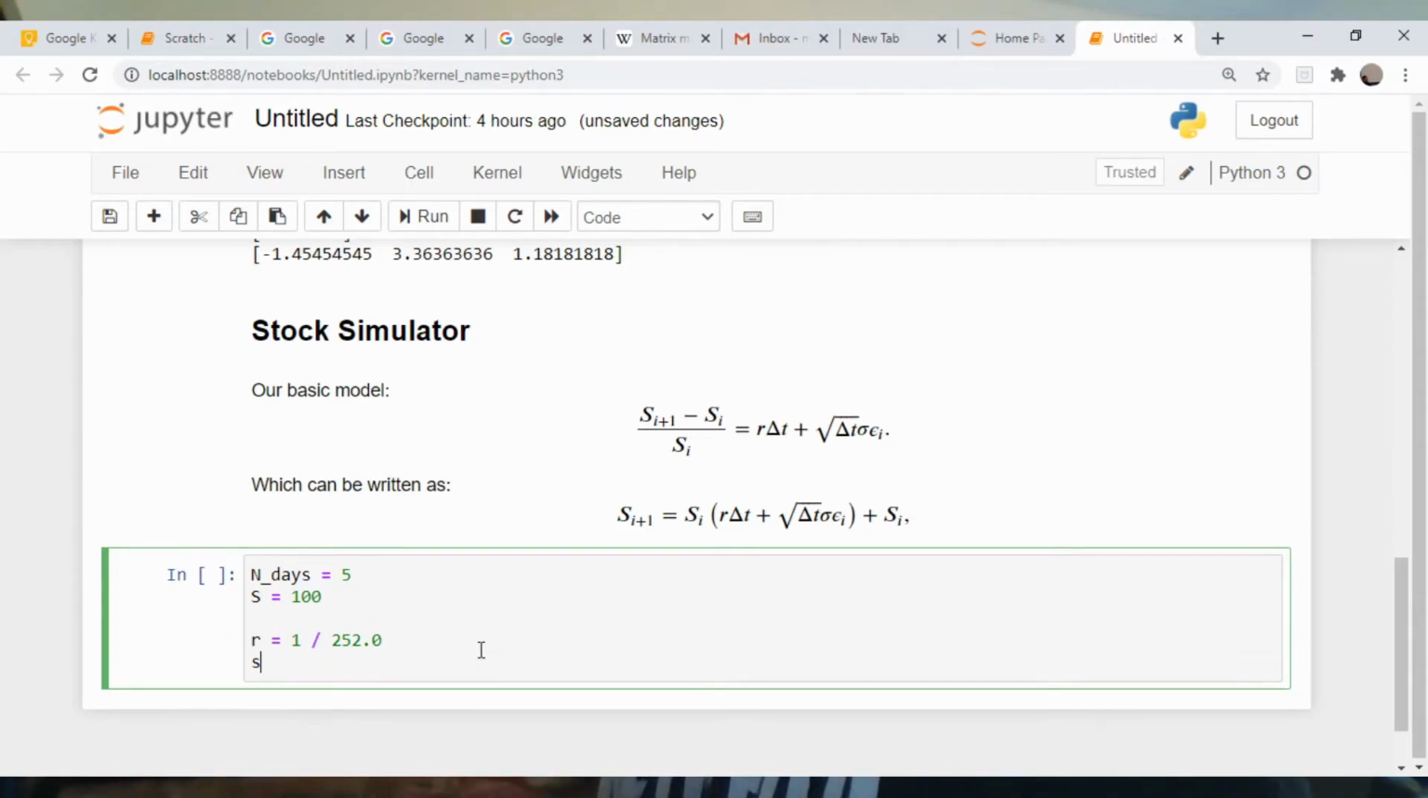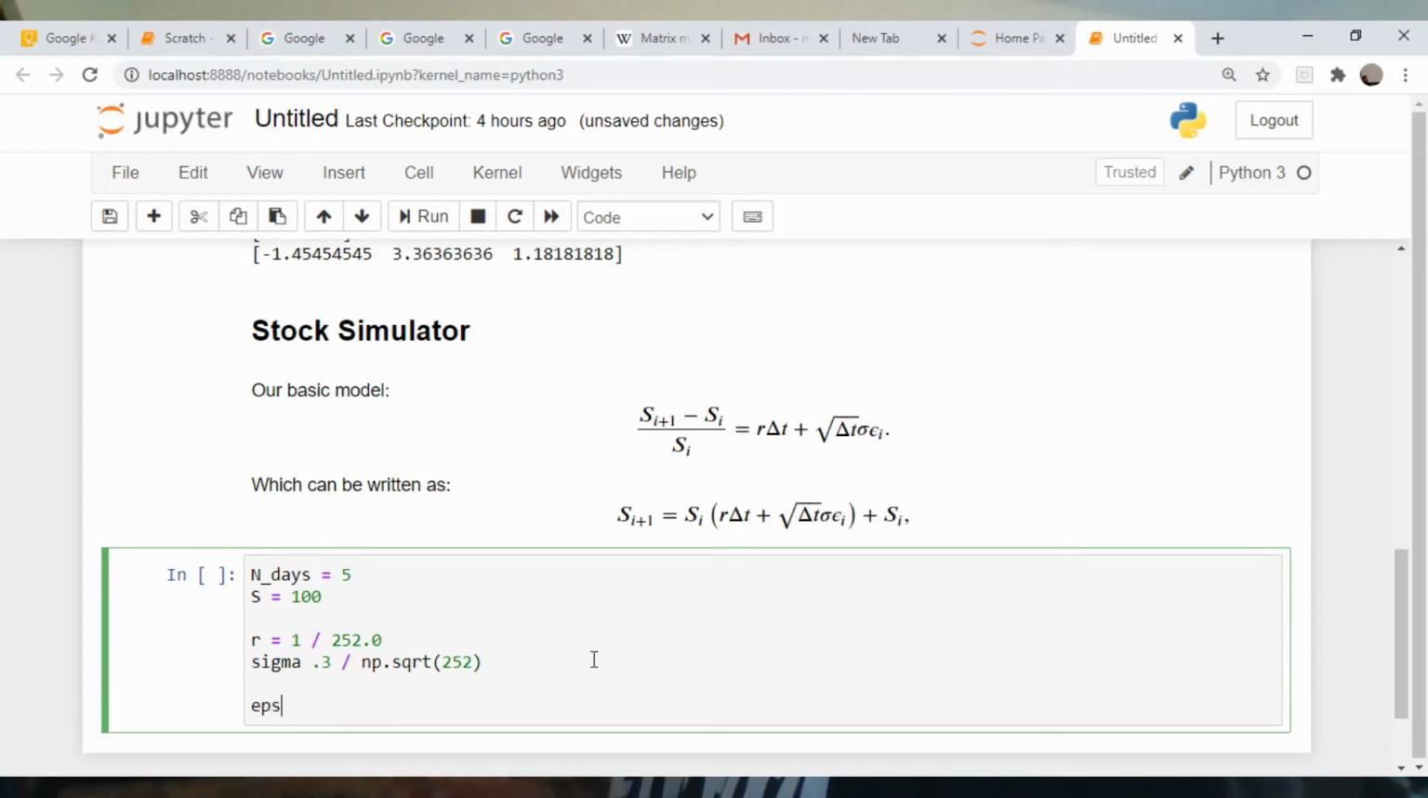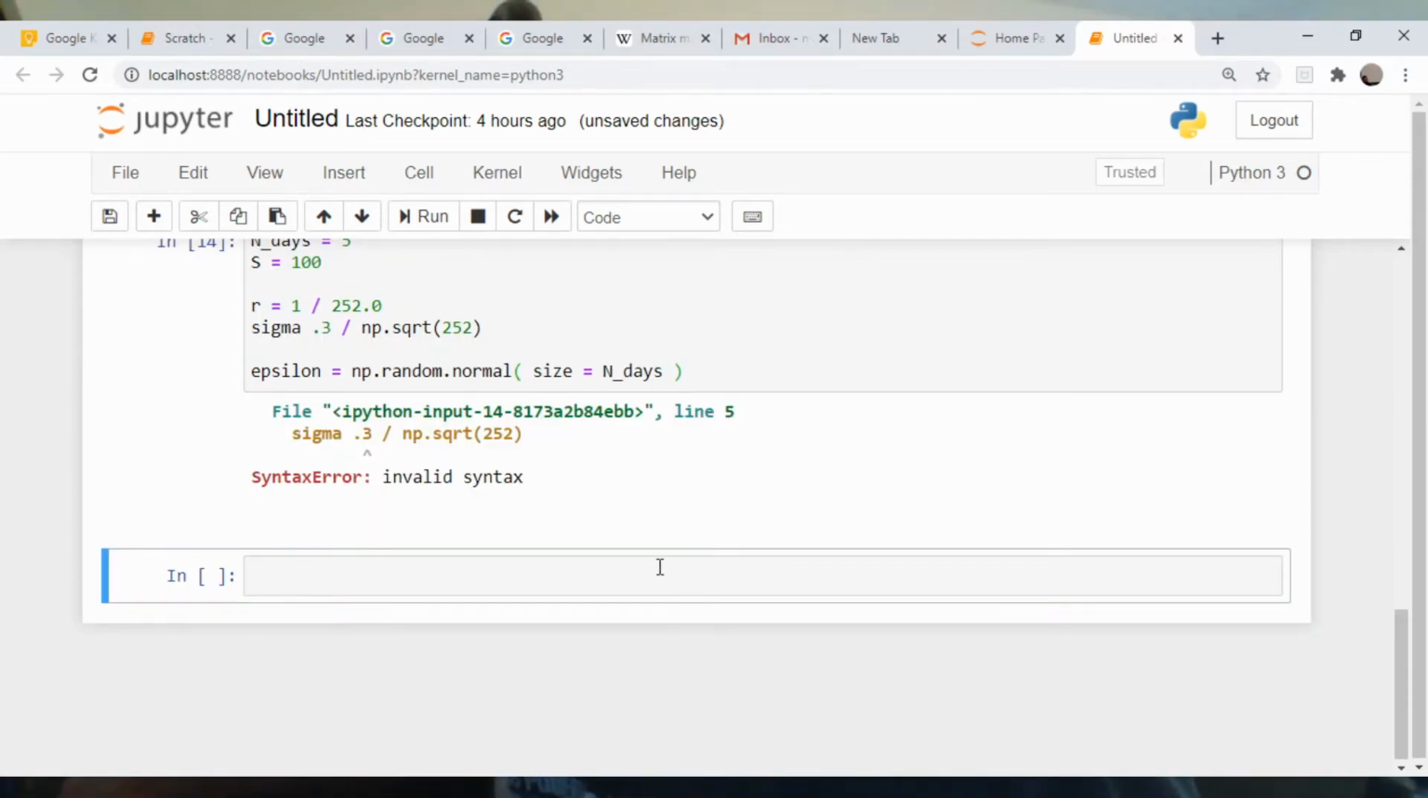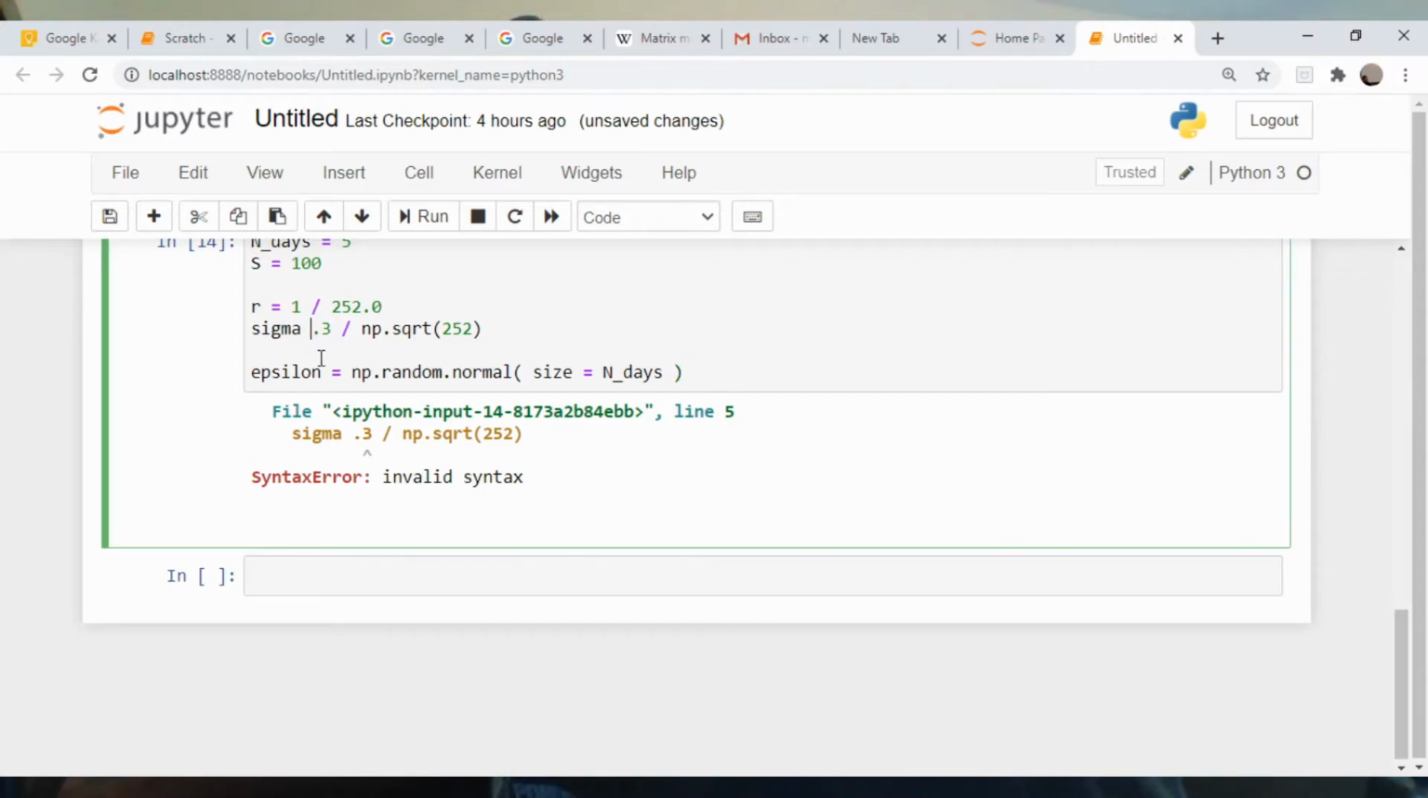So let's choose a volatility sigma of 0.3 annual, and we need to convert it to a daily number, so we're going to divide it by the square root of 252. We're going to need our epsilon, so epsilon is equal to np.random.normal, and we're going to set the size equal to the number of days, so n days. Just make sure that runs. There's a typo somewhere. Looks like I'm missing an equal sign here. So sigma is equal to that.